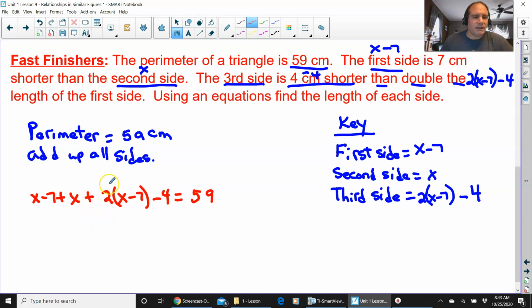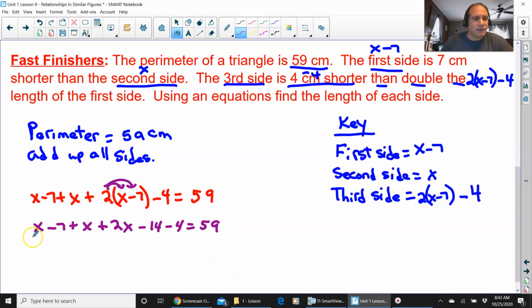We are going to combine like terms, but before we combine like terms, please go ahead and do the distributive property. So we're going to bring everything down, because we're not going to just try to combine any like terms. 2 times x is 2x, and then 2 times negative 7 is negative 14, minus 4 equals 59. All right, so far so good.